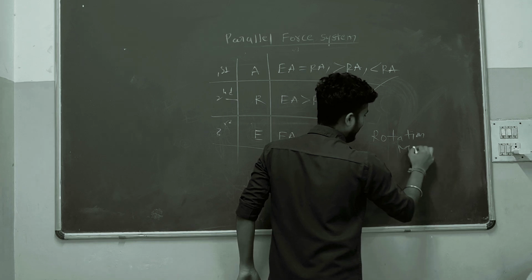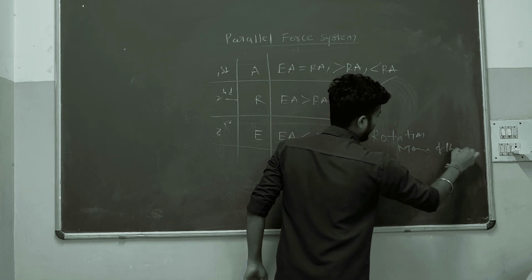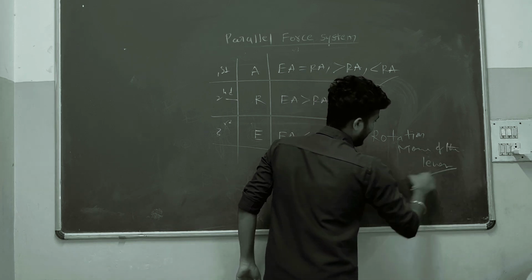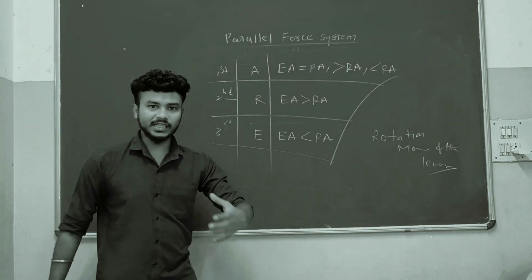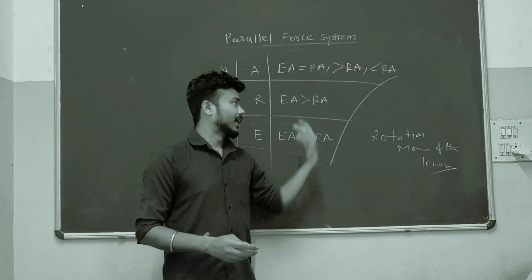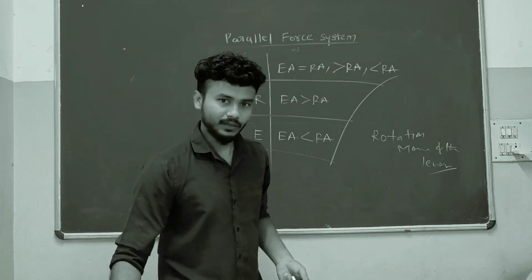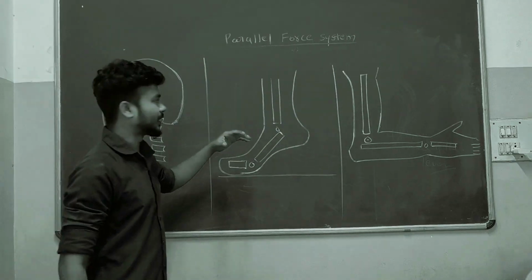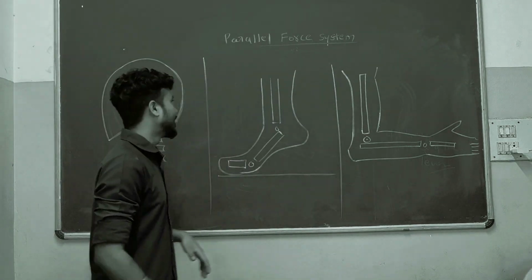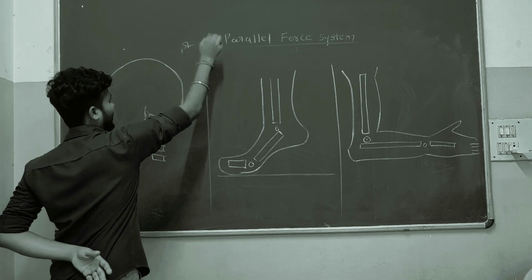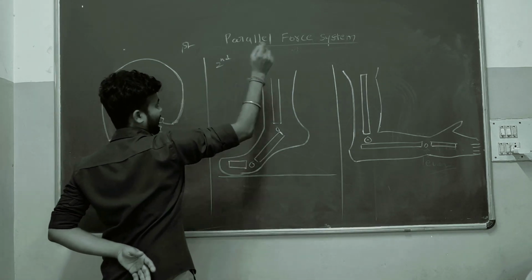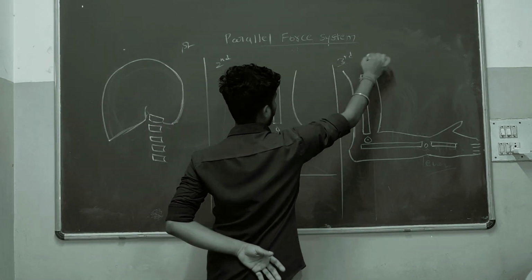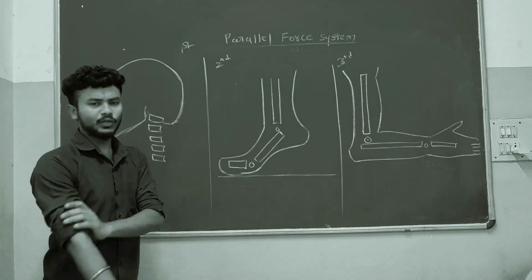Rotation movement of the lever. Now we will see examples of these three levers in the human body. These are some examples of levers in the human body. This is a first order lever. This is a second order lever. This is a third order lever. First we'll go very nicely.